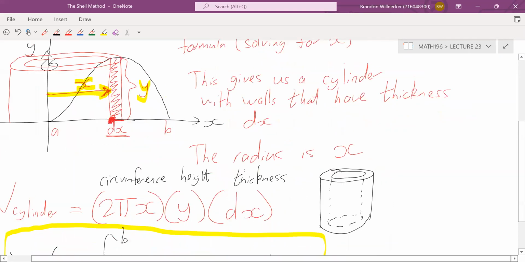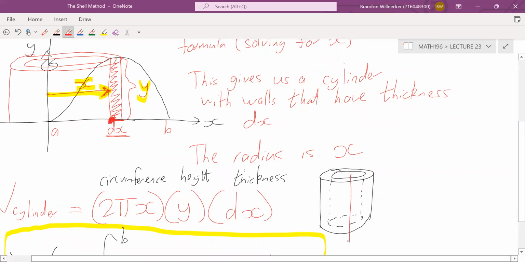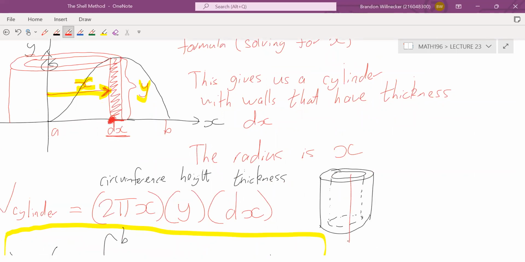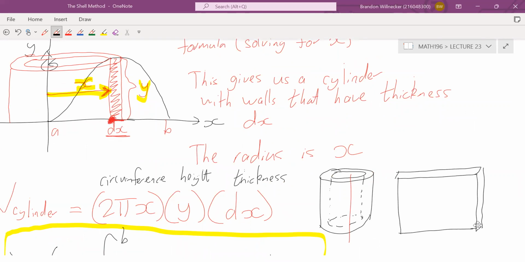Okay, that's our cylinder. It's like a tube, right? We're going to cut it like there, and then we're going to unroll it. So if we unroll it, we're going to end up with something like this. Okay, it's going to end up being a rectangle. So we cut the cylinder up, we unroll it, and it gives us a rectangular prism.